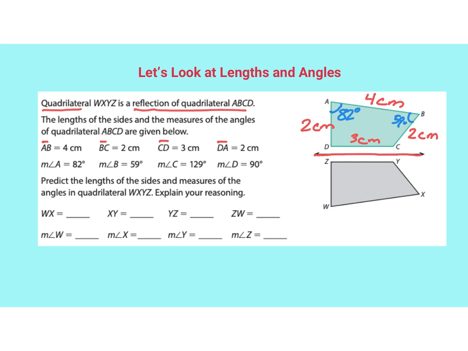They ask me to predict the lengths of the sides and measures of the angles in W, X, Y, Z and explain your reasoning. So I'm going to start with explaining. And I want to use this vocab word that we've had. This is a rigid motion. That means its size and shape stay the same. I think you can tell that. And you should be able to tell what corresponds with what.